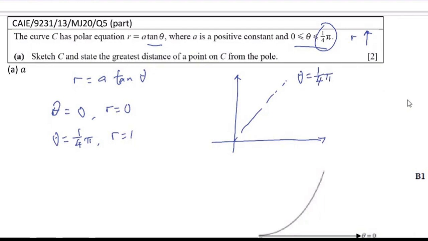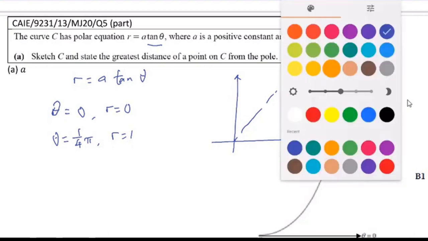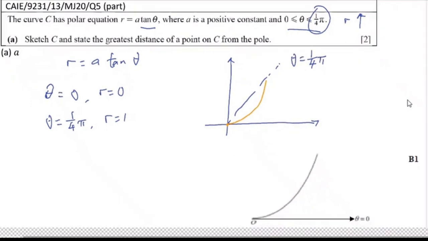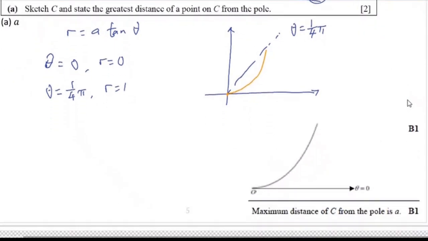So, very easy. The r is getting larger and larger. When theta is 0, r is 0, we know it will start from the pole or the origin. So the r will just get larger and larger. So this will be the graph that we have. Just make sure that r is getting larger and larger up until theta is equal to 1 over 4 pi.